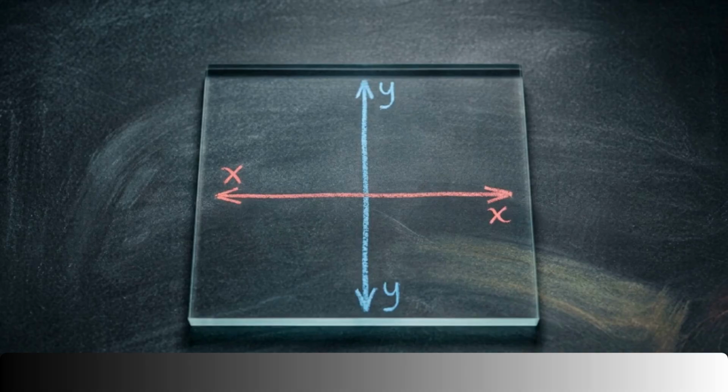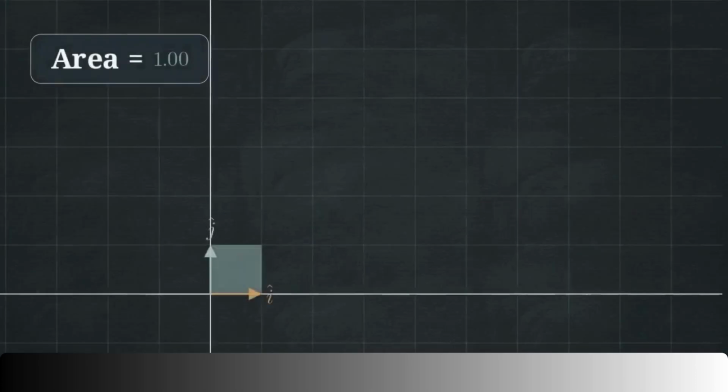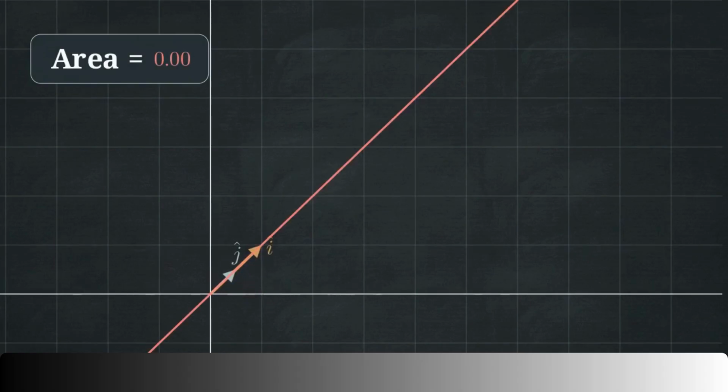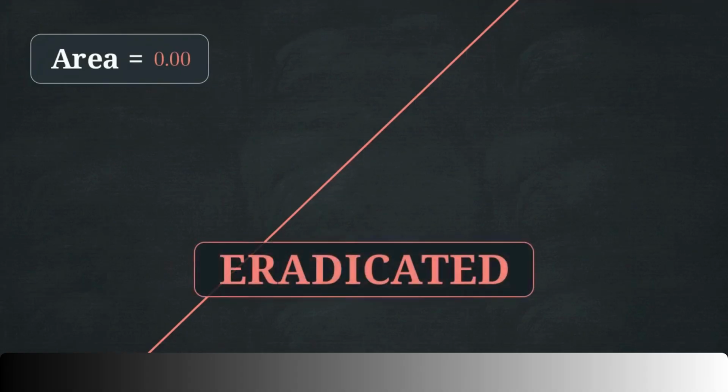This leads to a critical threshold, the moment the determinant reaches exactly 0. Physically, this means the vectors are squished until they land on the same line. Our two-dimensional area has been crushed into a one-dimensional space. At this point, the area of the unit square is 0. Geometrically, it has been eradicated.